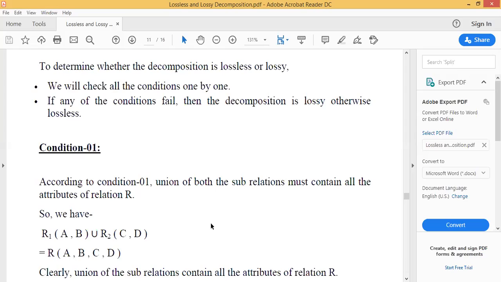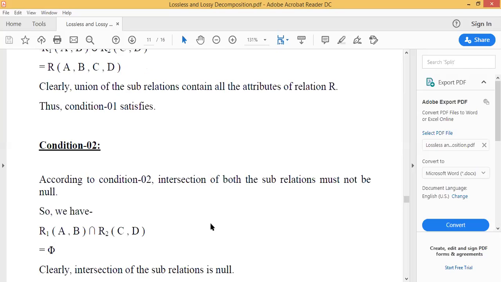According to condition 1, the union of both the subrelations must contain all the attributes of relation R. So we have R1 (A and B) union R2 (C and D). So R holds A, B, C, D. Clearly, the union of the subrelations contains all the attributes of relation R. So it satisfies condition 1.